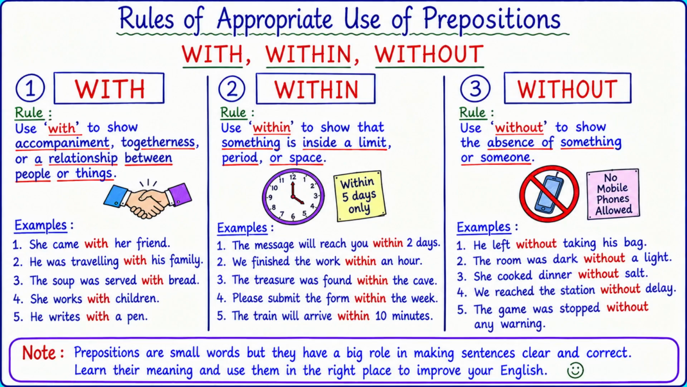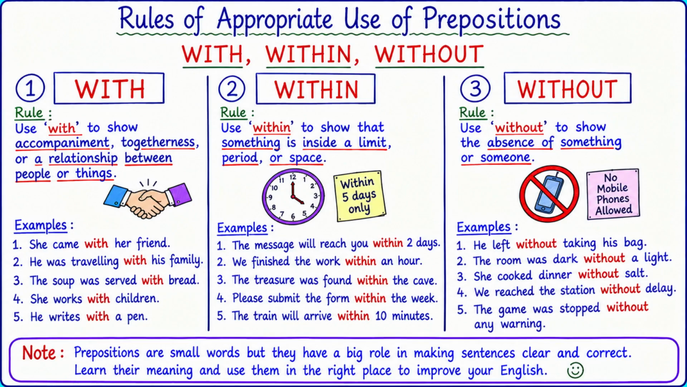1. With. First, let's talk about with. We use with to show accompaniment, togetherness, association, a relationship between people or things, or the instrument used to do something. In simple words, with often means together with or using. Let's look at the examples.